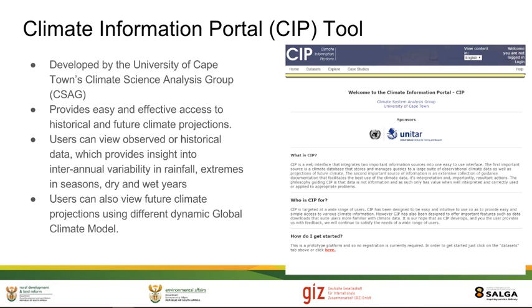The University of Cape Town's Climate Science Analysis Group, or CSAG, has developed the web-based Climate Information Portal tool. The tool was developed to provide easy and effective access to historical and future climate projections. As a start, users can view observed or historical climate data. This historical data allows users to view and compare the variability in rainfall, extremes in seasons, and dry and wet years over a period of time. The tool also allows you to access future climate projections using different dynamic global climate models.